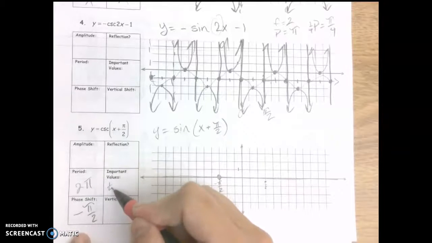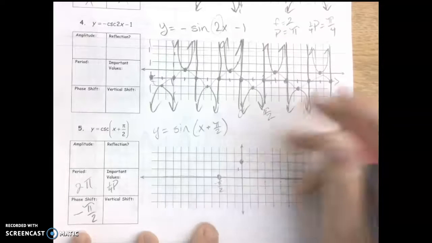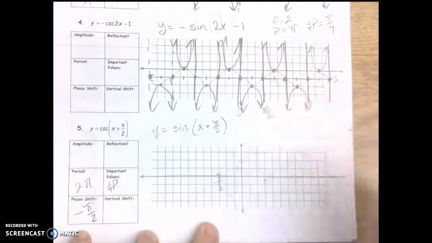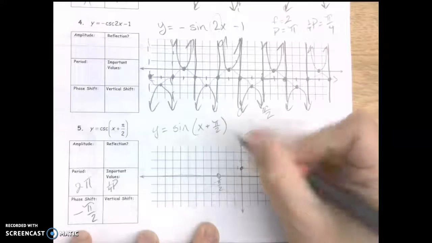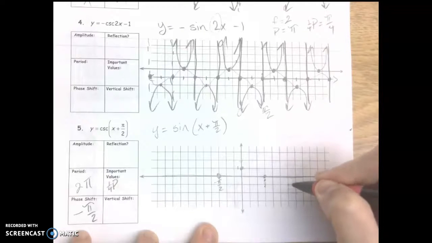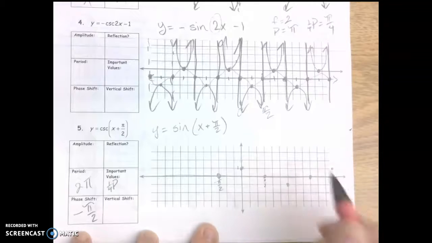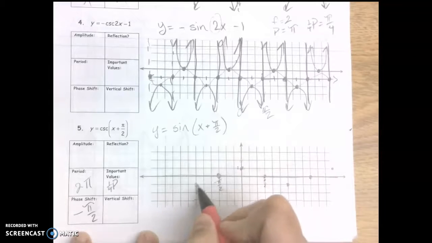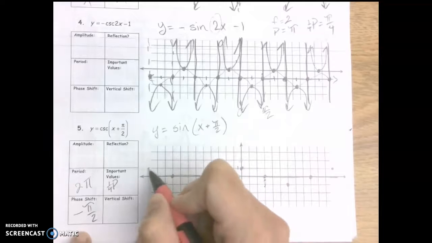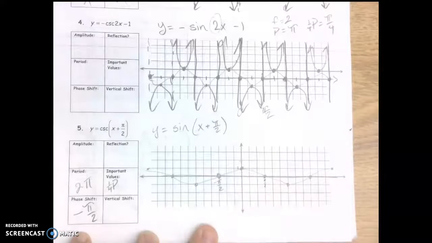So at every quarter period, we have a critical point. So this would be a max of 1, because that's the amplitude. Then we're back to 0. Then we're down to negative 1, back to 0. Okay, and then go the reverse. So it actually kind of looks like a cosine function, but they are cofunctions.